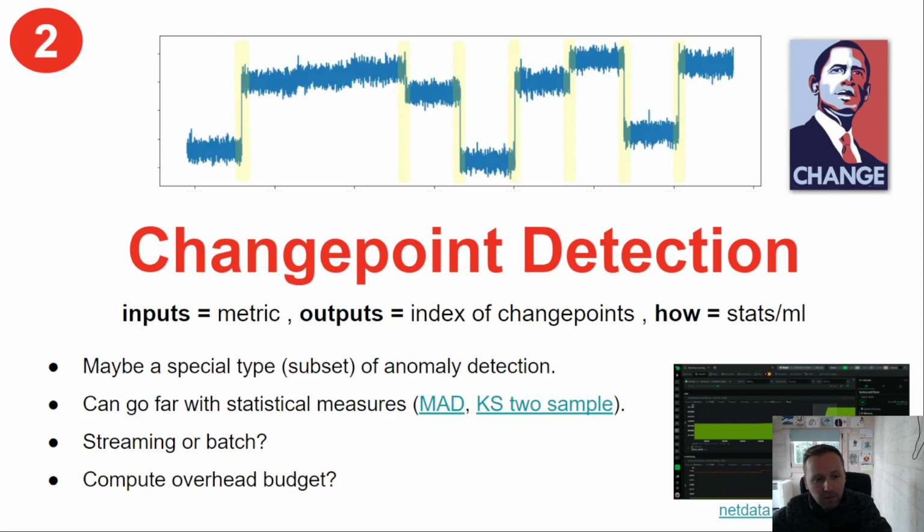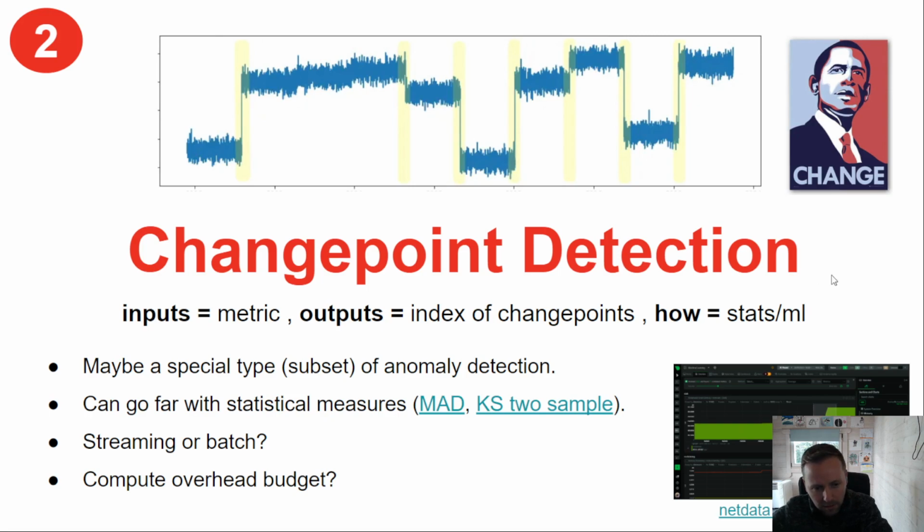One example is you can go a long way if you use things like median absolute deviation. They're pretty good at capturing when a line changes suddenly. And likewise, there's the KS 2-sample test, which is a statistical approach where you're comparing distributions over time to see if they're the same or not the same. And if they're not the same, that's usually a sign of a change.